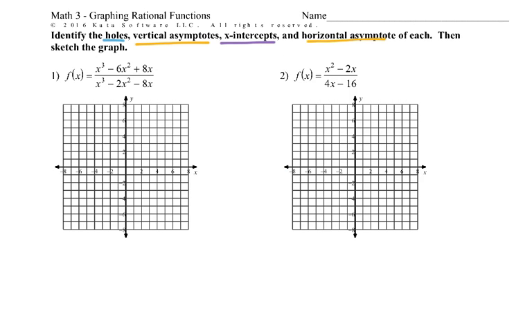If we look at this one, our coefficients would be 1 over 1. So we have a horizontal asymptote at y equals 1. So at y equals 1, here's our asymptote.